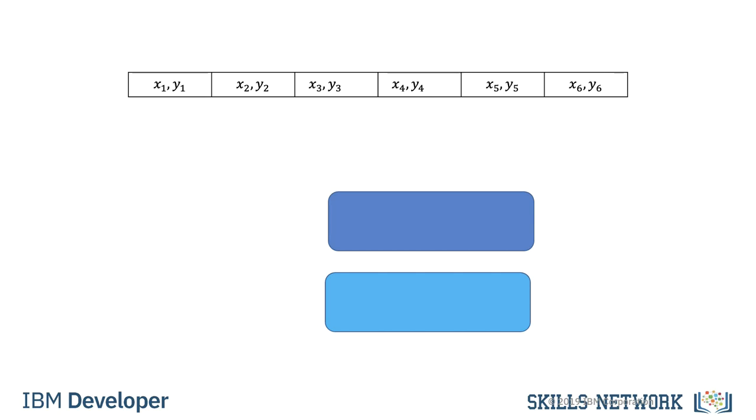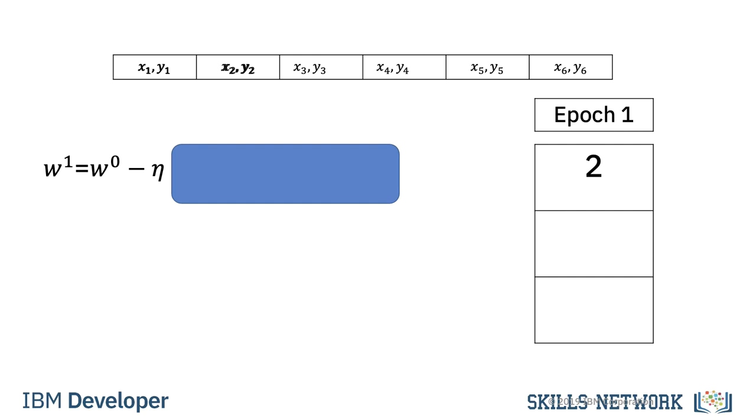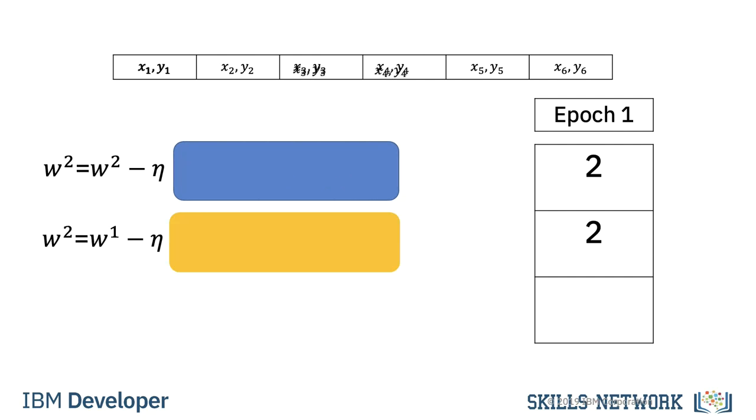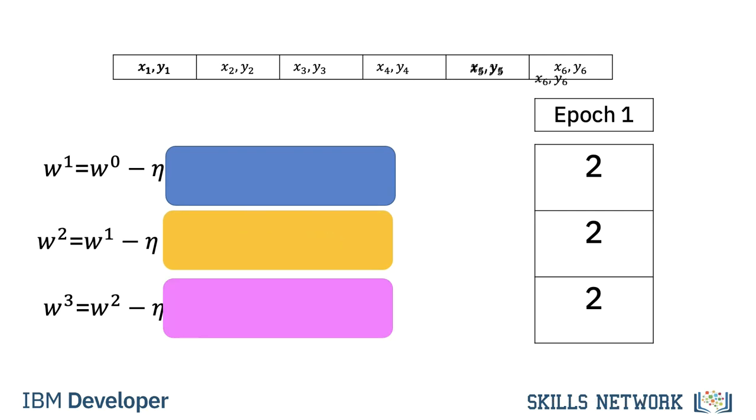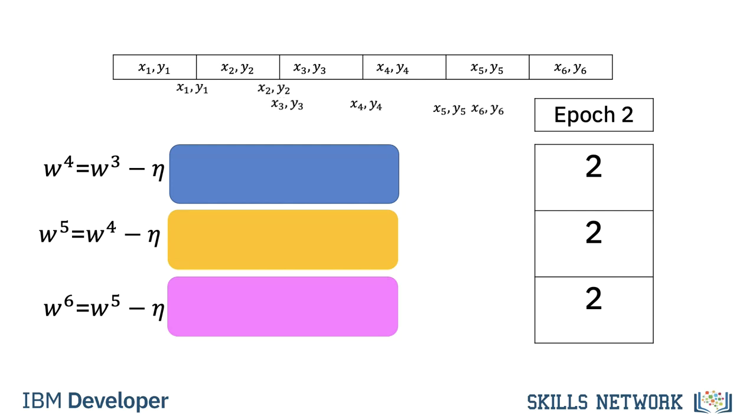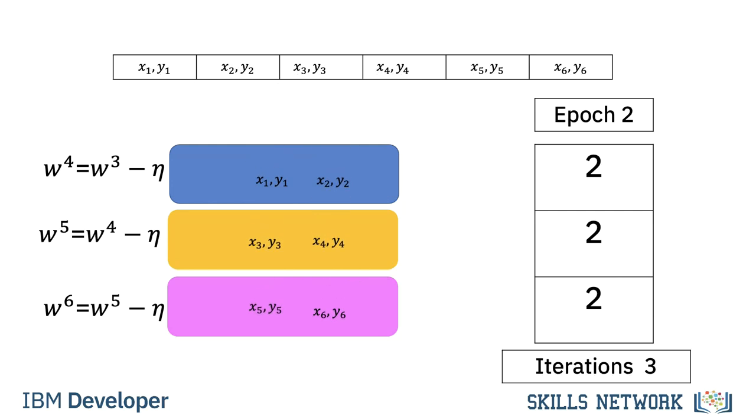Let's use the following boxes to represent the gradient of the total loss at each iteration. Let's do the first epoch. For the first iteration, we use the first two samples. For the second iteration, we use the second two samples. For the third iteration, we use the last two samples. Therefore, with a batch size of 3 to complete one run or epoch through the data, it took 3 iterations. For the second epoch, it will also take 3 iterations.